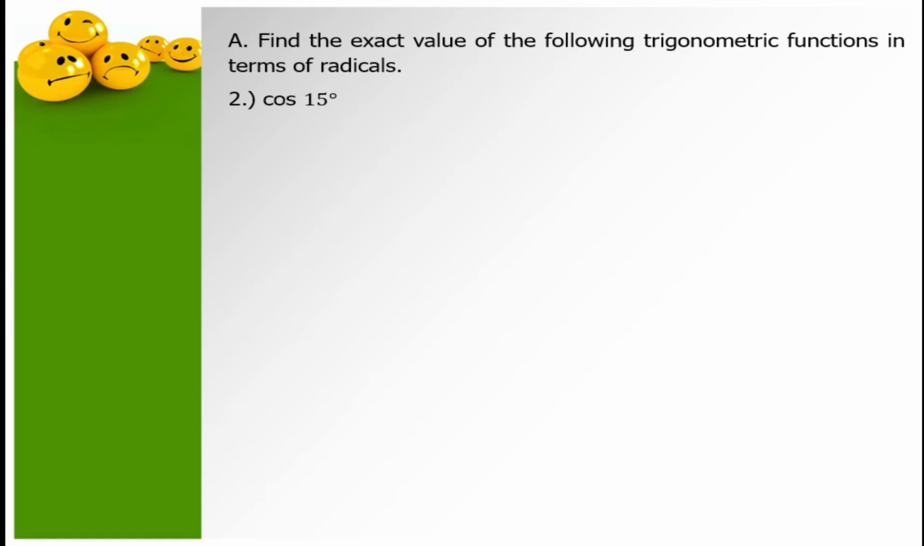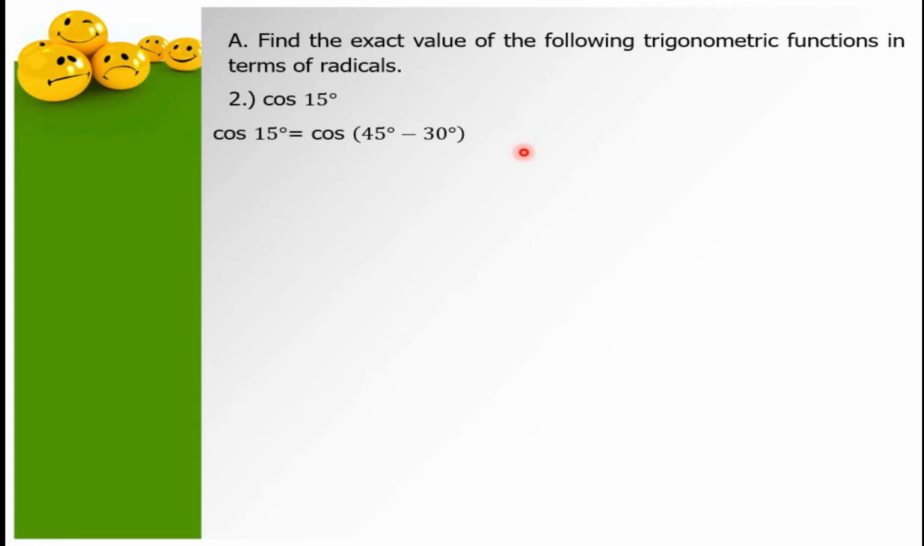Okay, number 2. So, we have here cosine of 15 degrees. Again, we're going to express 15 degree as a sum or a difference of two angles. And take note, dapat yung dalawang angle merong reference angle na either 30 degrees, 45 degrees, 60 degrees, or quadrantal angles. So this cosine 15 degrees can be expressed as cosine 45 degree minus 30 degree. Because 45 degree minus 30 degree, that is 15 degrees.